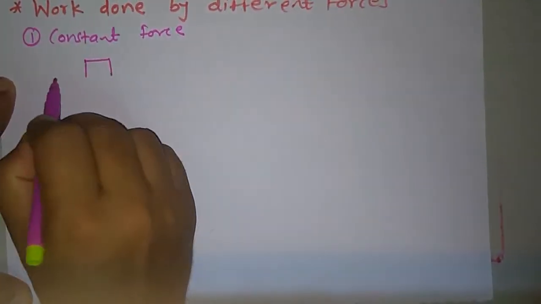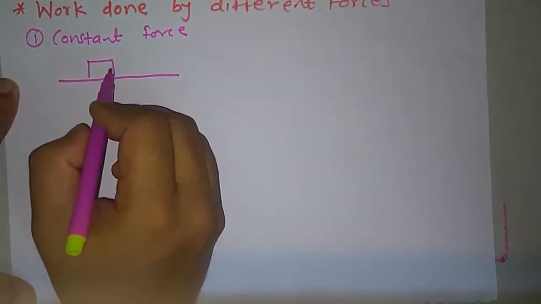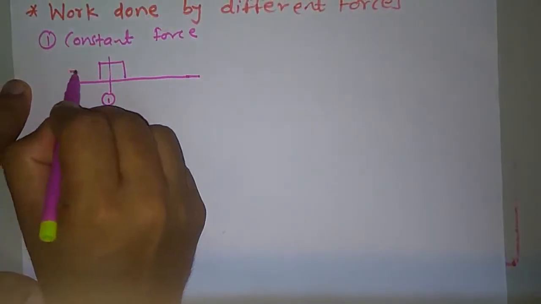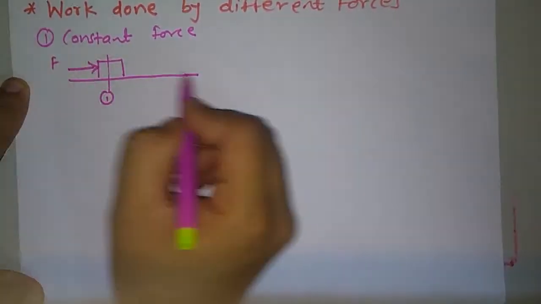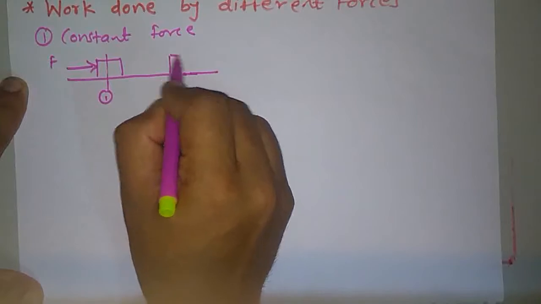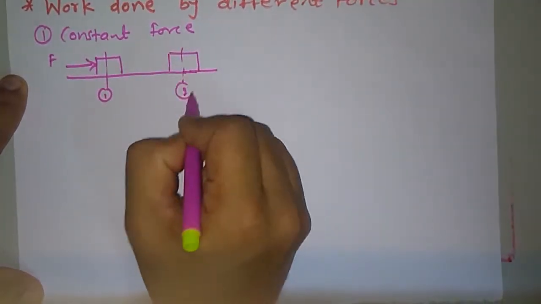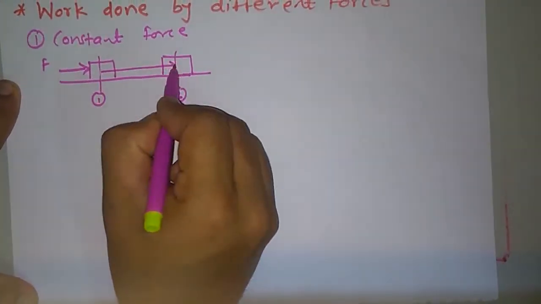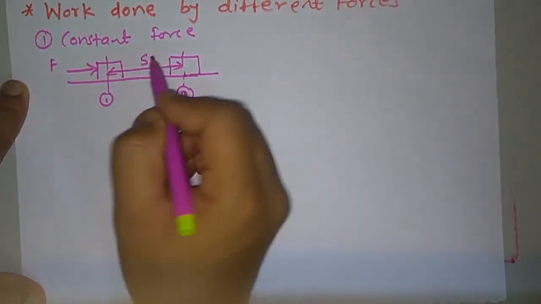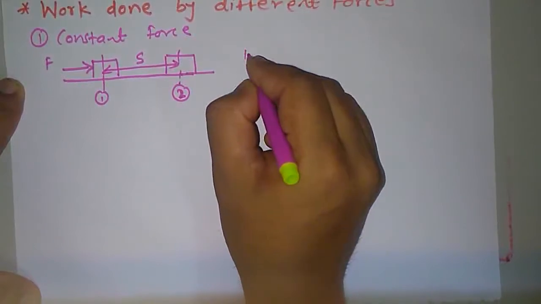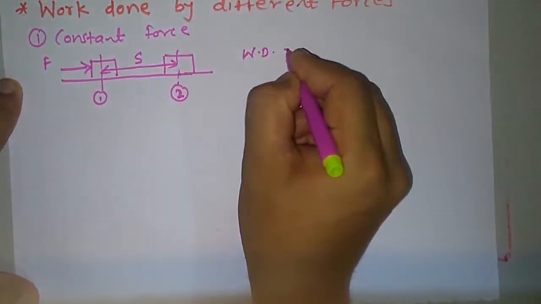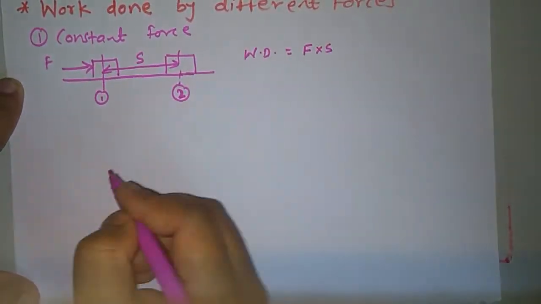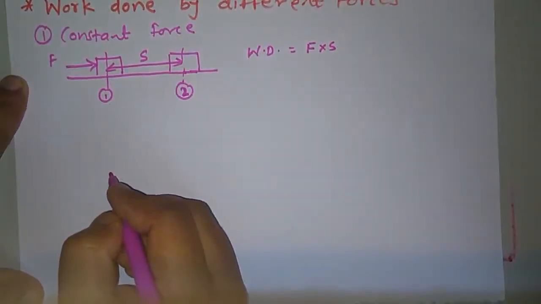Now we'll take the same example. This is the block which is at initial position 1, and we are applying the force F, and due to the force F it gets displaced to position 2. This displacement is suppose S, and in this condition what is work done? So work done is the force into displacement, that is F into S.